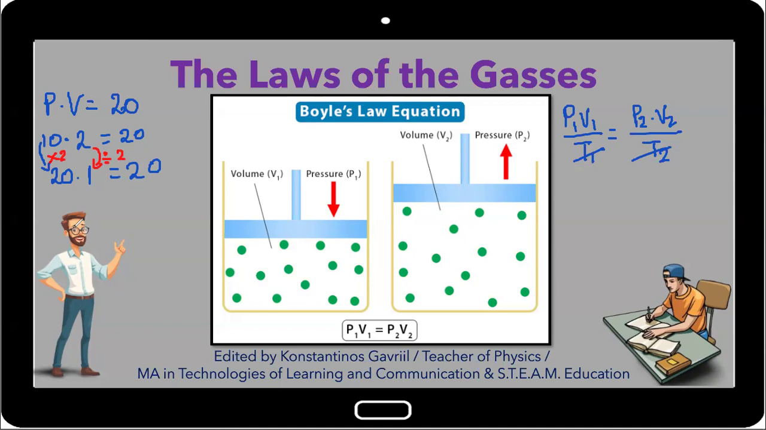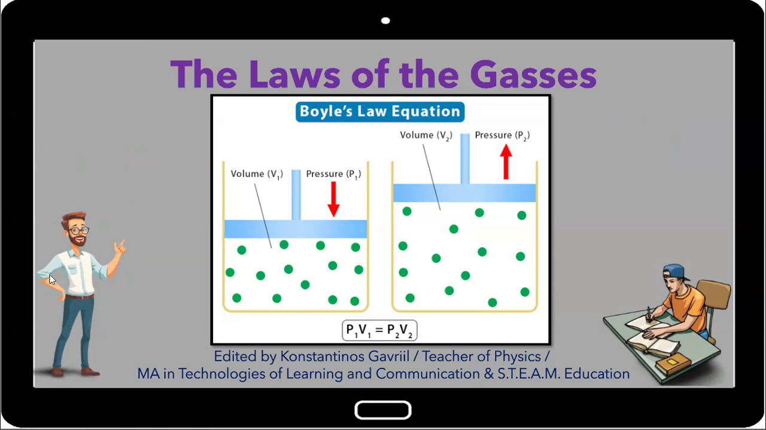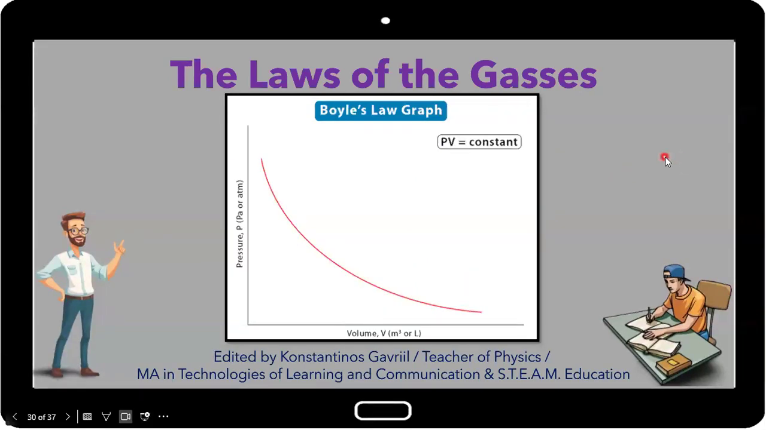So this is why they are inversely proportional. We need to have 20 always, and in order to get this result, we need to make these calculations, these considerations. Okay, let's continue now with the graph of Boyle's law. Because the product of the multiplication is a constant, we get this graph.